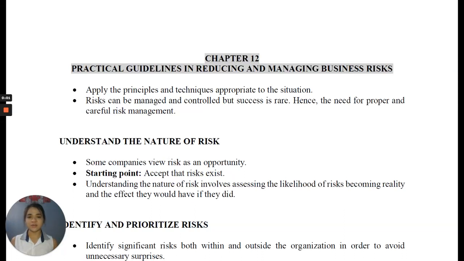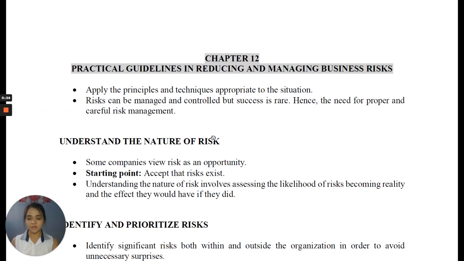To continue the discussion on risk management, let's proceed to Chapter 12, Practical Guidelines in Reducing and Managing Business Risk. The basic rule is to apply the principles and techniques appropriate to the situation. Risk can be managed and controlled, but success is rare. Hence, the need for proper and careful risk management.